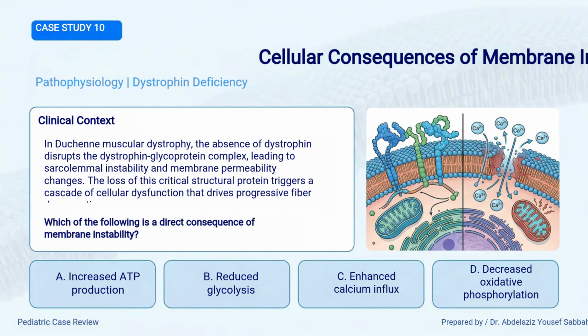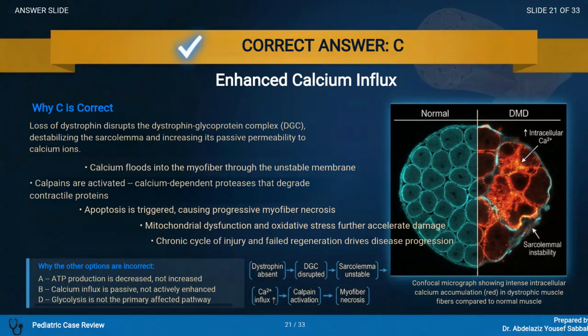Option A, increased adenosine triphosphate production. Option B, reduced glycolysis. Option C, enhanced calcium influx. Option D, decreased oxidative phosphorylation. The correct answer is option C, enhanced calcium influx.